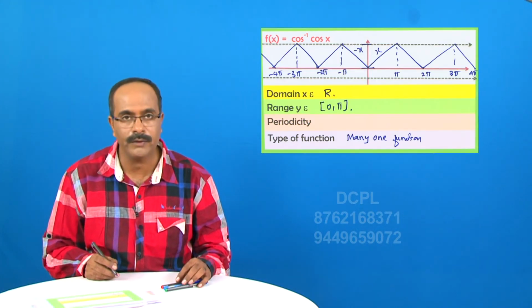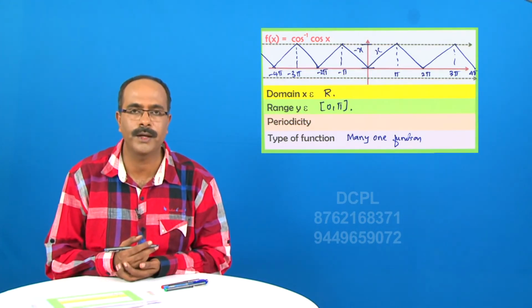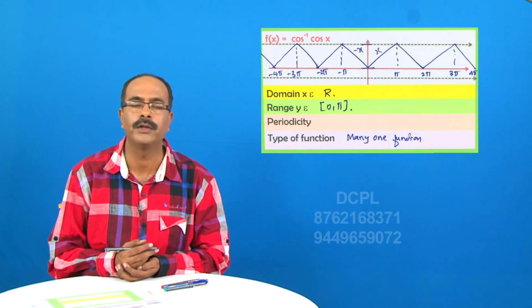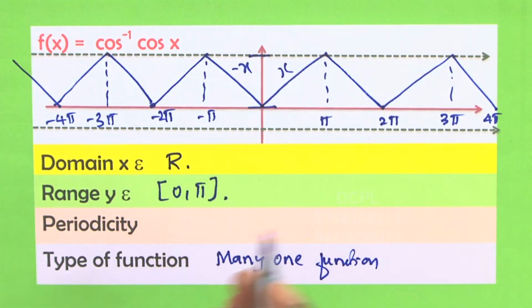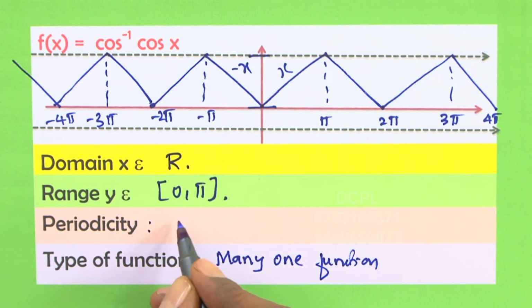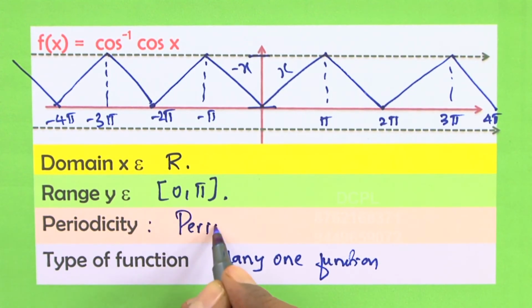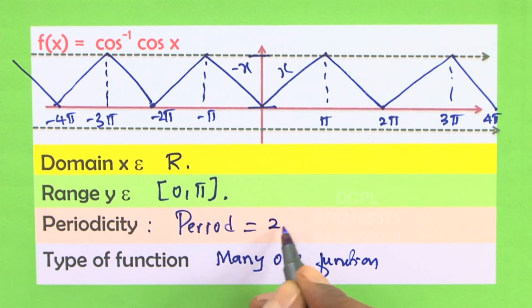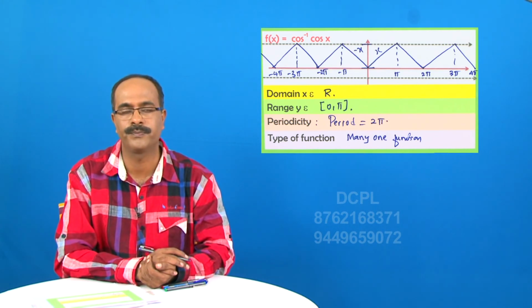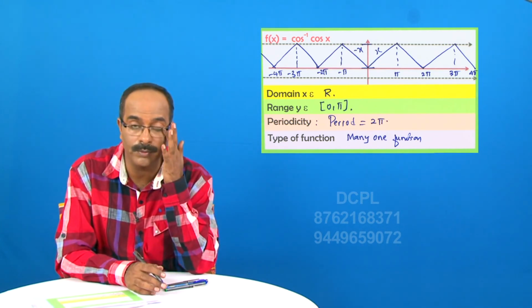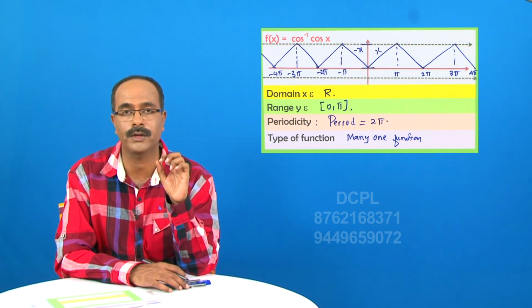Is it a periodic function? No doubt it should be periodic. You can easily see that in the graph. So, the period is 2 pi. One complete cycle. It is periodic with period equal to 2 pi. And no doubt it is a many-one function, right? So, this is about the basics of cos inverse of cos x.